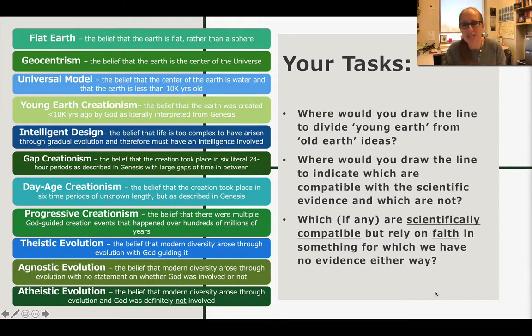So I want you to pause here for just a minute, and I want you to see, where would you draw the line between young Earth and old Earth? Which ones will support the idea that the Earth could be old? And then where would you draw the line between scientifically compatible, so compatible with the scientific evidence we have, or not? And then where would you draw the line of those that are scientifically compatible but rely on faith in something that we have no scientific evidence for? Okay, so those are the three questions right there. I would really love for you to pause the video for just a second and think about that. Okay, and then we'll keep going.